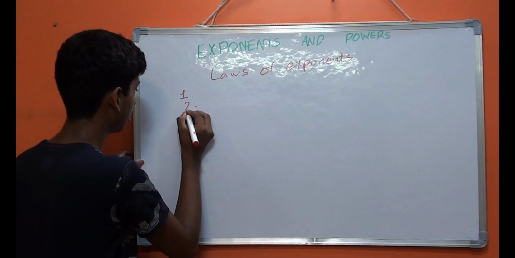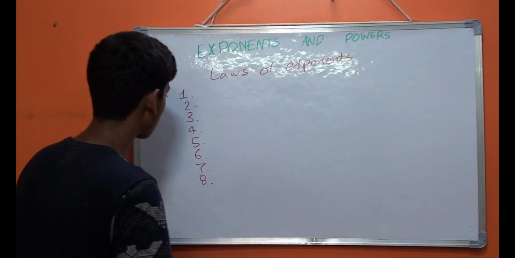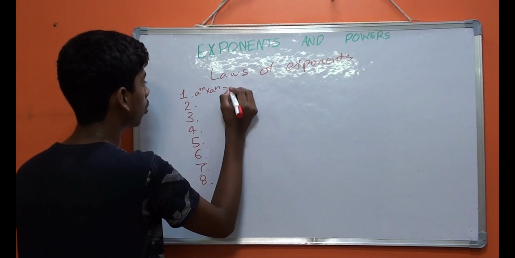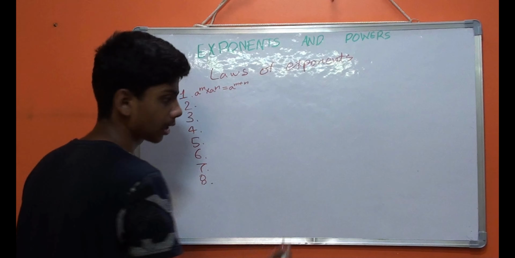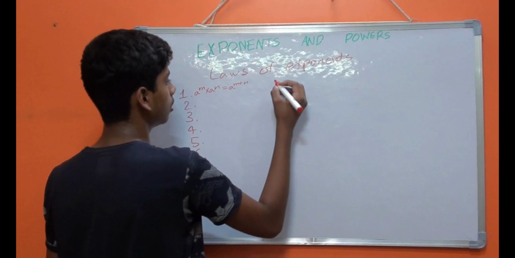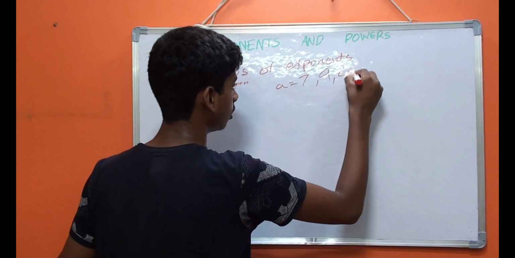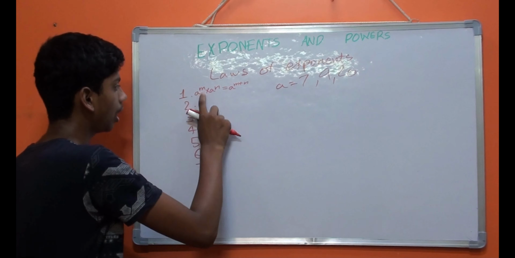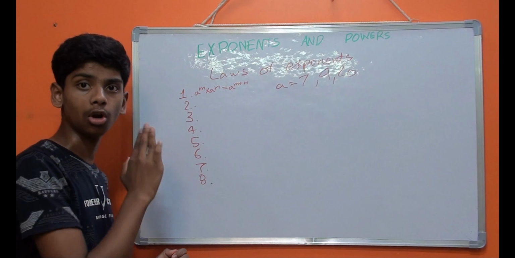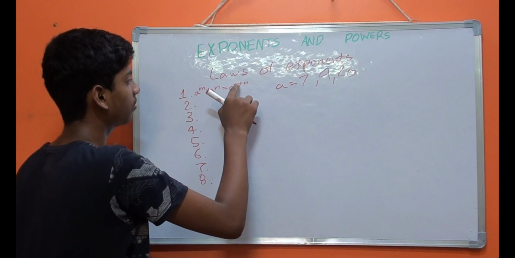So first, second, third, fourth, fifth, sixth, 7th, 8th. First law: a power m into a power n equals a power m plus n. Here we take a as any number. It can be taken as 7, 9, 20, something. It can be any number. And m can also be any number. Then we would get a to the power of m plus n.